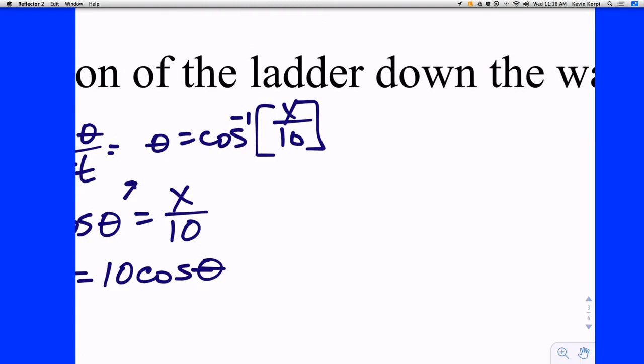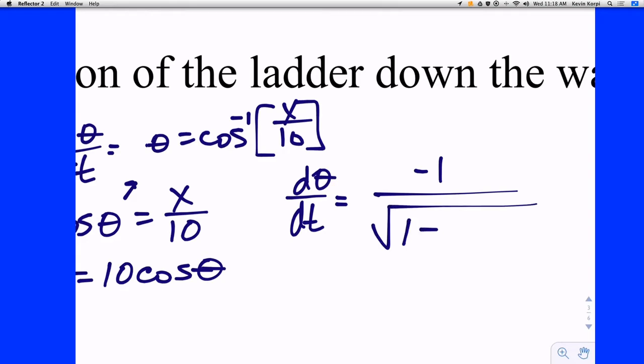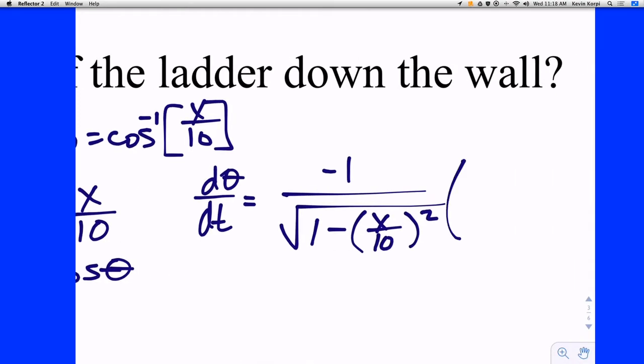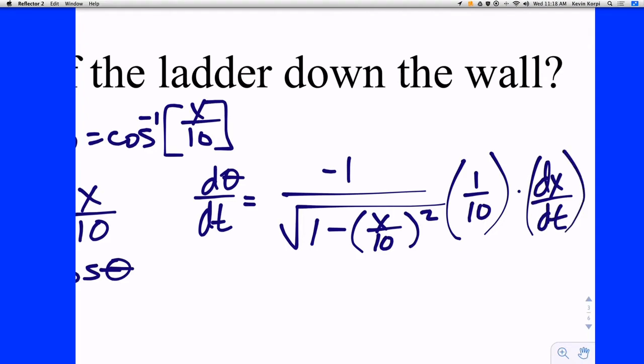It would be negative 1 over the square root of 1 minus blob squared. Good. Times the derivative of the blob, which is 1/10 dx dt. Yes, we needed dx dt right here. Thank you, thank you, thank you. We have to remember that we're taking the derivative with respect to t constantly, which is easy to do. So I don't know if y'all want to do it that way. We kind of just did.